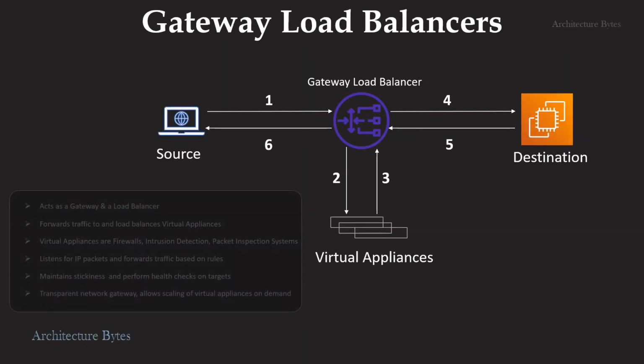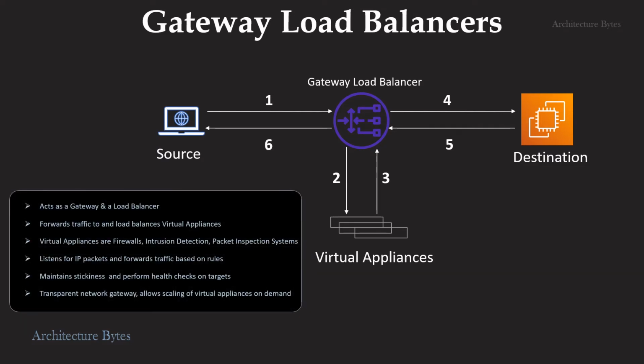Gateway load balancers act as a gateway and a load balancer. It forwards traffic to and load balances virtual appliances. Virtual appliances are things like firewalls, intrusion detection, packet inspection systems. It listens for IP packets and forwards traffic based on rules. It can maintain stickiness and perform health checks on targets. Therefore, it is a transparent network gateway that allows scaling of virtual appliances on demand. In this diagram, you can see how traffic is flowing into the virtual appliances before it is sent to its destination.